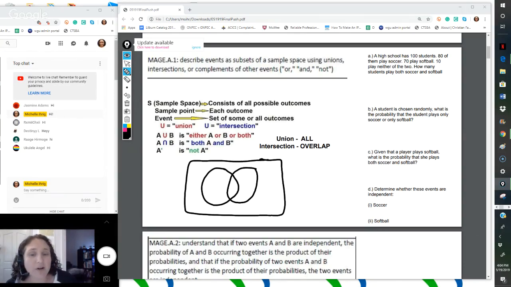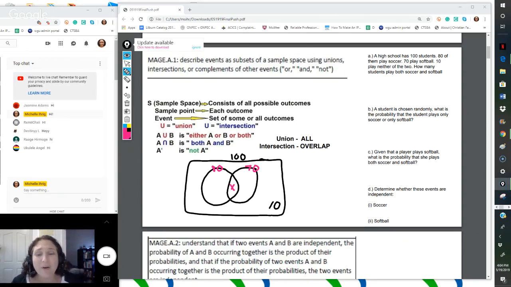So we know that there's 100 students. So I'm going to put 100 up here because there's 100 students in that total box. We know 10 of them do not play any sport. So that would be the complement. That's going to go out here. It's not going to be in either of the circles. We know that a total of 80 people play soccer. And we know a total of 70 people play softball. But we don't know how many the overlap is. So I'm going to put X in here for my overlap.